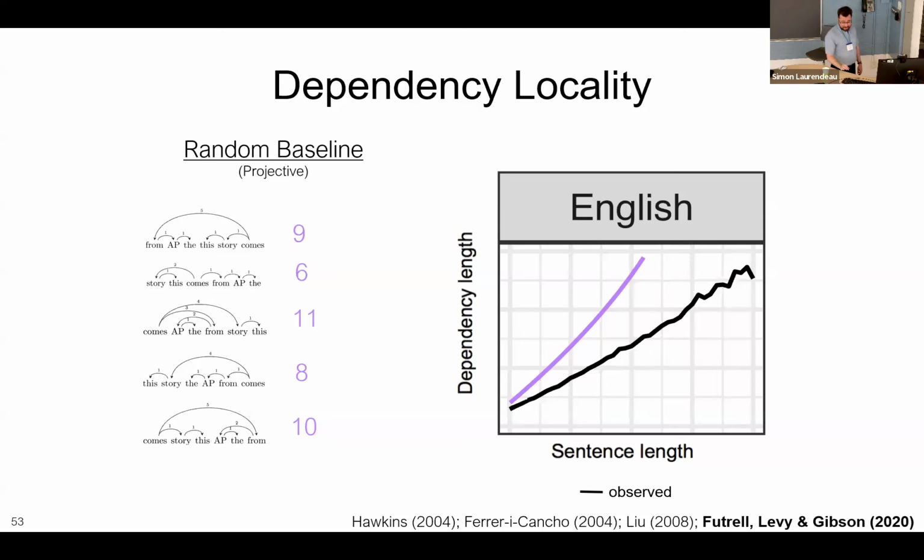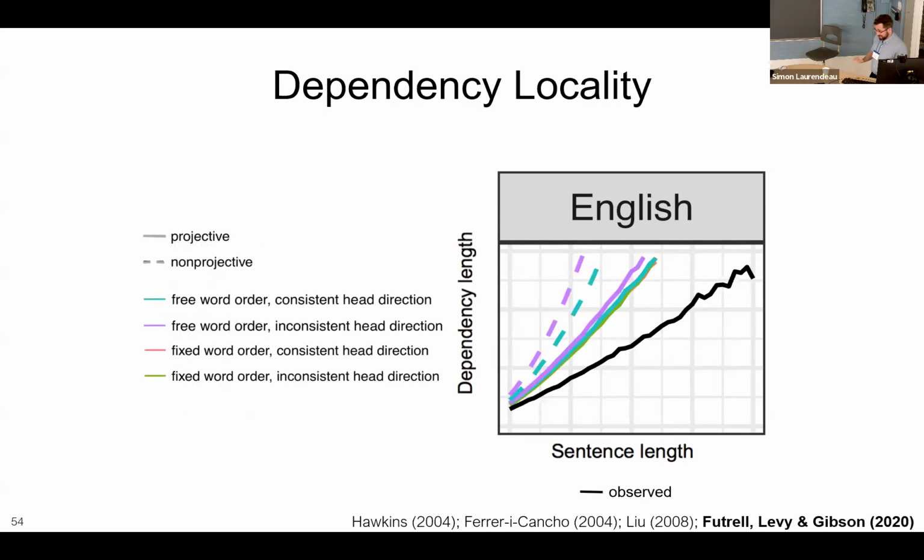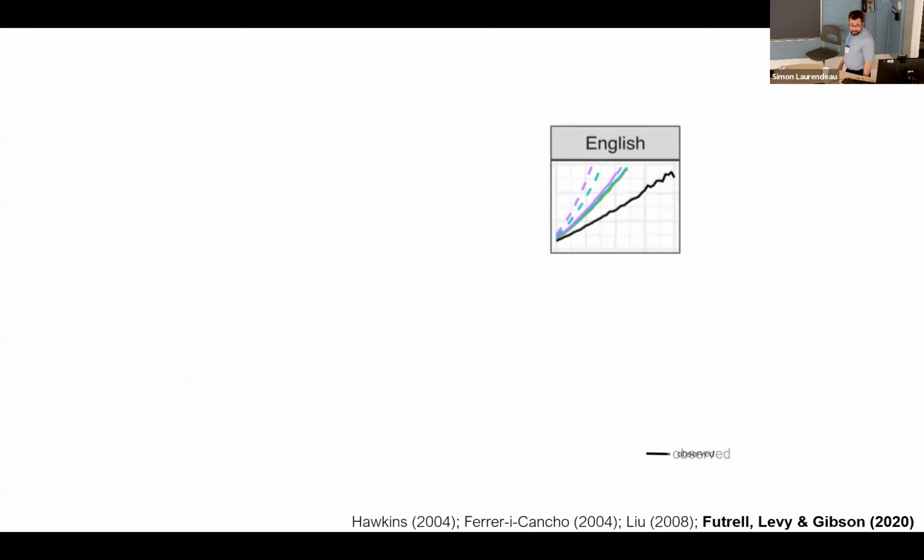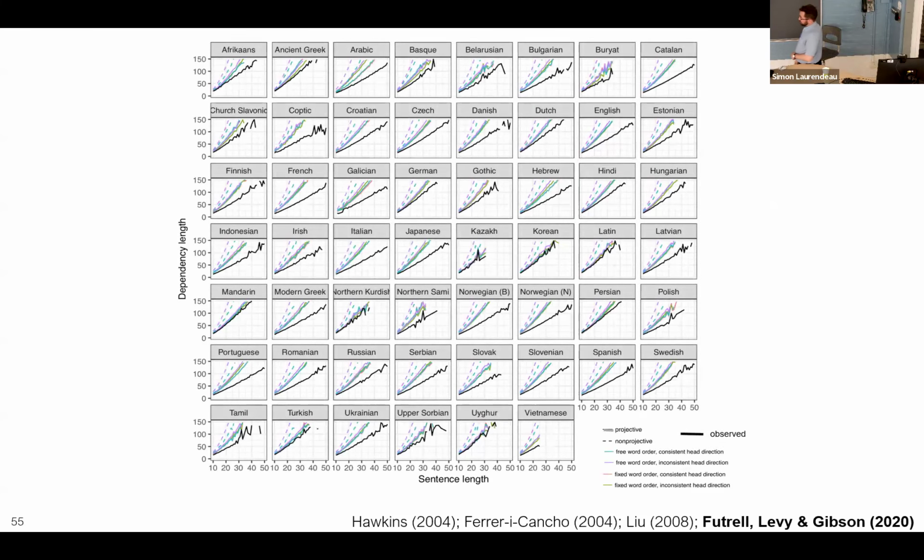You can keep playing this game. You can come up with lots of different baselines. These baselines would represent different hypotheses for what the structure of the English language could look like. And what you find consistently is that the actual English language is set up in a way such that the relevant words are close to each other. Black line below all of the colorful baseline lines. And it's not only English, you also find this in 54 different languages of the world. So this appears to be a statistical universal of language.